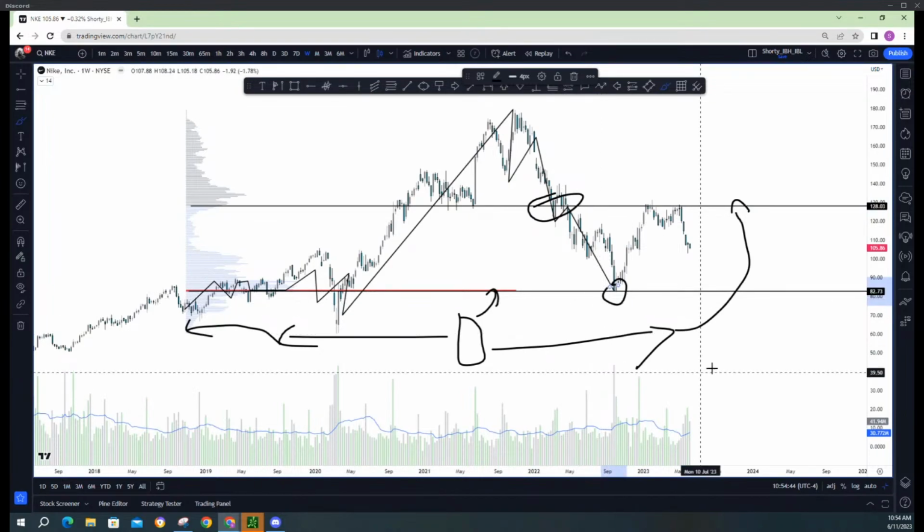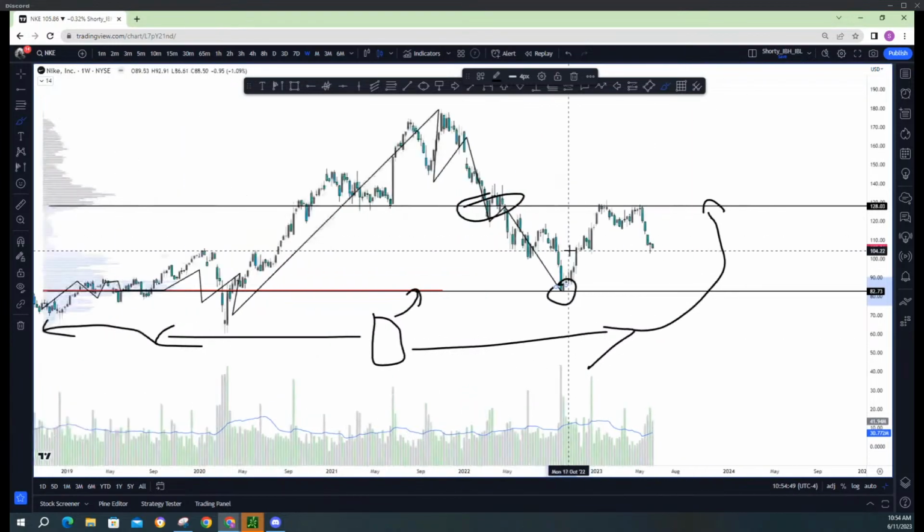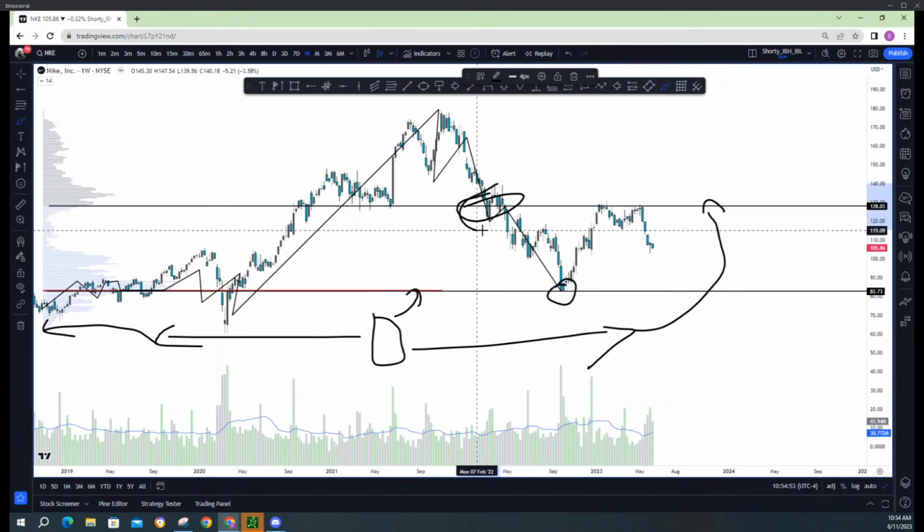They liked Nike at 82. It's a really good deal if you get it. Now they're back at this level, and you see here that this demand did not take out the previous supply here.